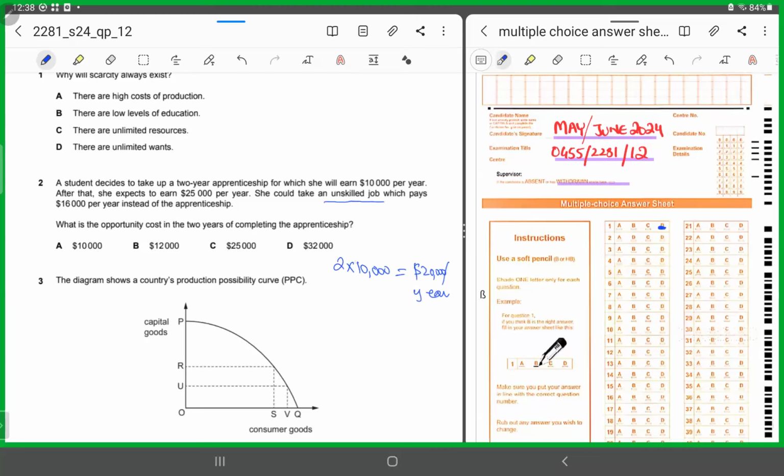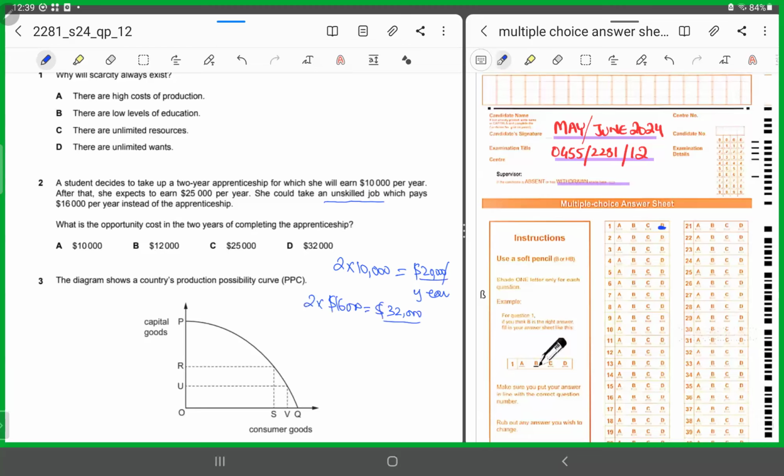So this means what? 2 into 16,000 per year is going to give us 32,000 per year in total. So if she was not doing the apprenticeship, she would have been earning 32,000. Yet if she is taking the apprenticeship, she's getting 20,000.